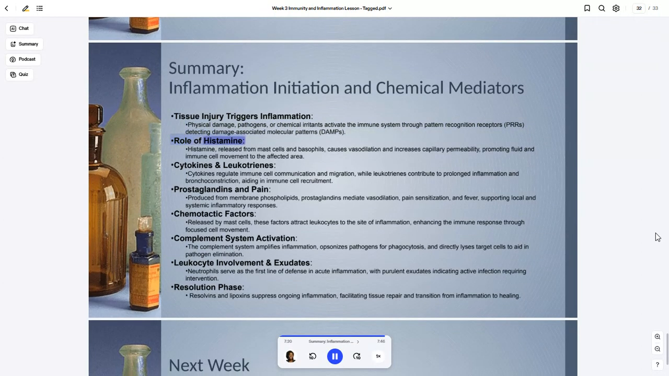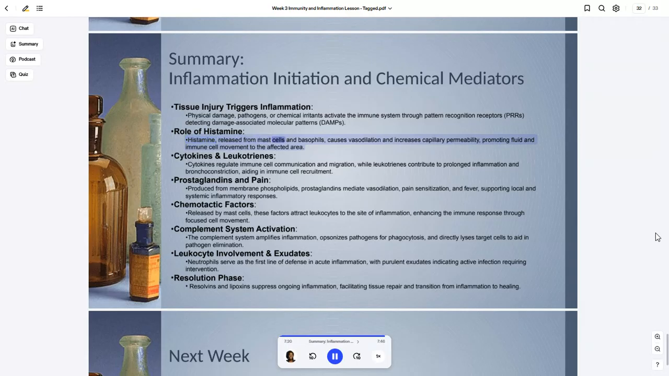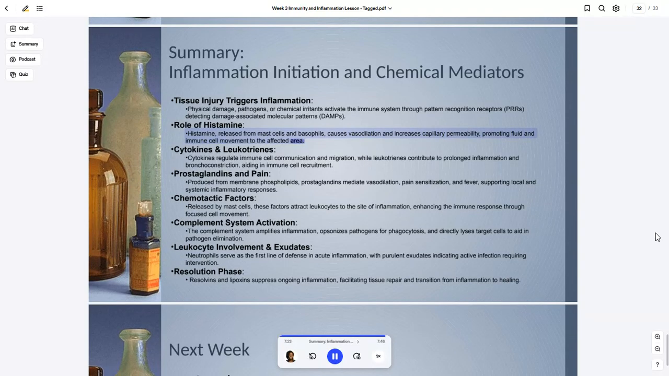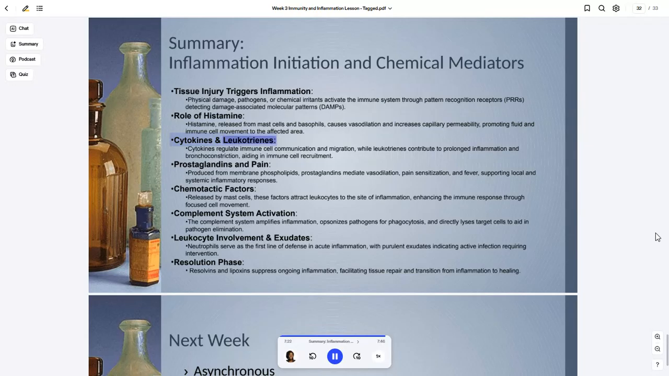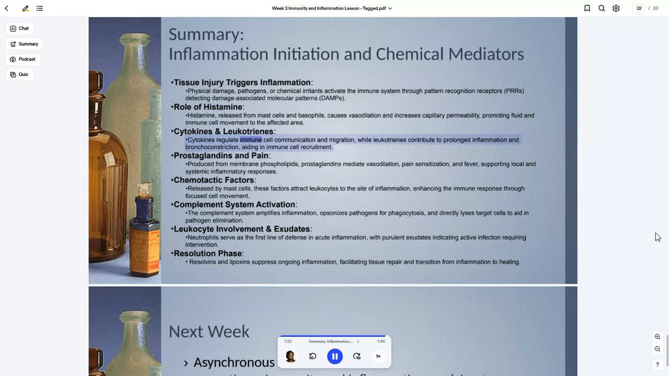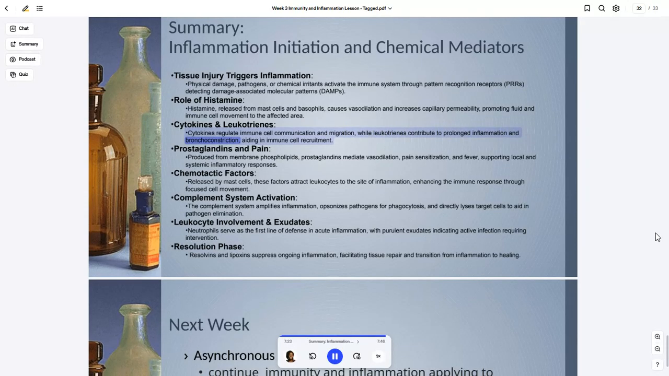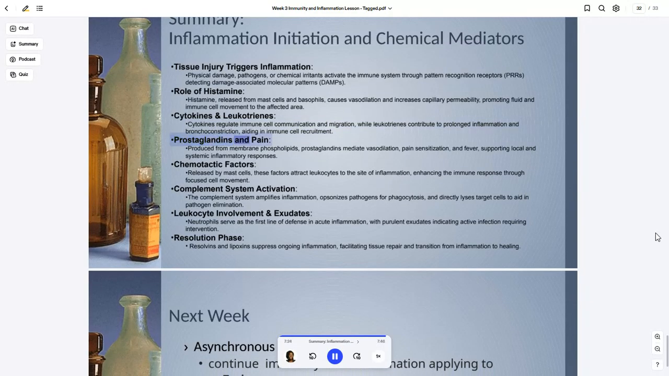Role of histamine. Histamine, released from mast cells and basophils, causes vasodilation and increases capillary permeability, promoting fluid and immune cell movement to the affected area. Cytokines and leukotrienes. Cytokines regulate immune cell communication and migration, while leukotrienes contribute to prolonged inflammation and bronchoconstriction, aiding in immune cell recruitment.